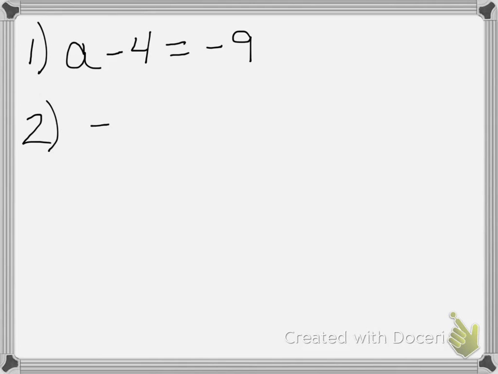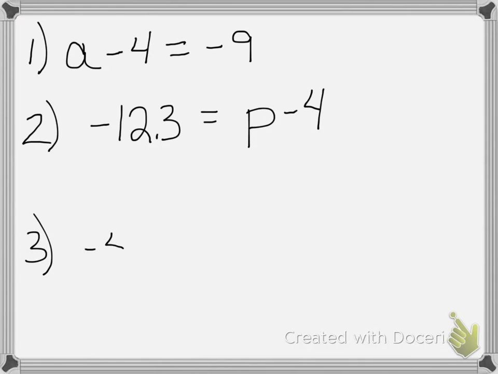Always want to check your answers just to make sure you didn't make a simple little mistake somewhere. I'm going to give you 3 problems, and I want you to pause the video and take a second to try these on your own. A minus 4 equals negative 9. Negative 12.3 equals P minus 4. And the third one, negative 4.8 plus y equals negative 13.7. Like I said, pause the video and give yourself a second to try these.